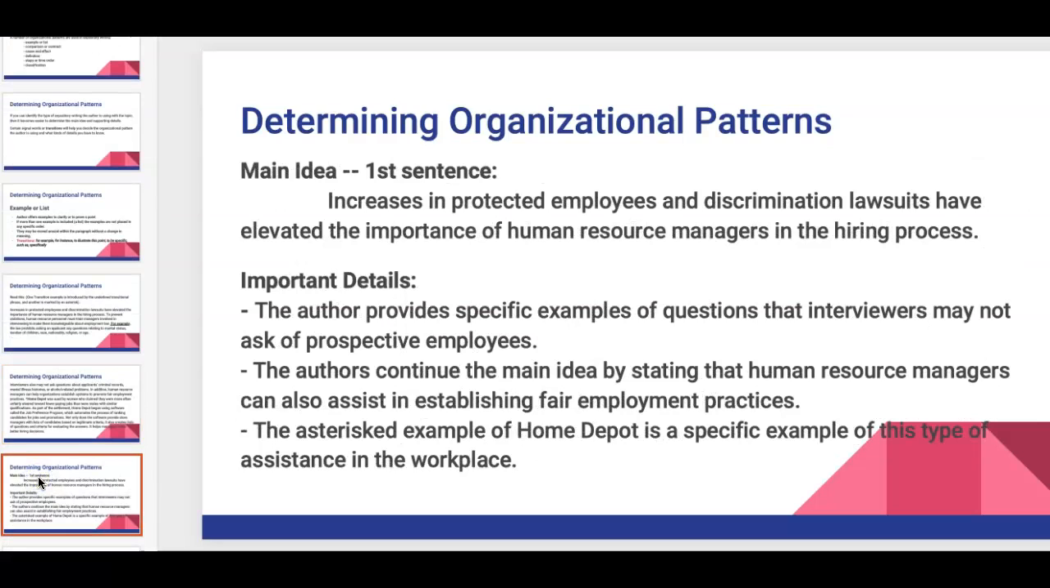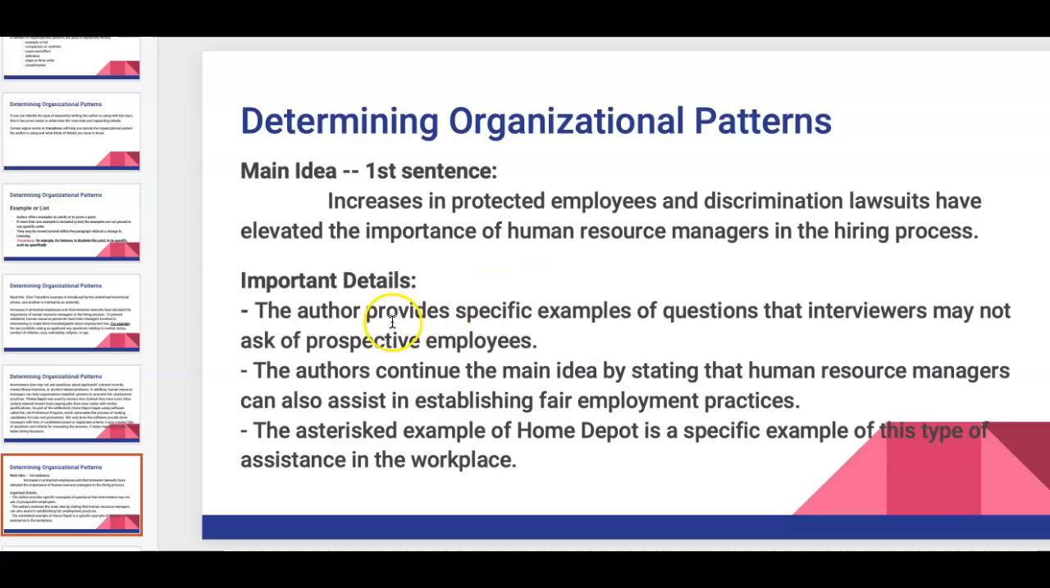Secondly, now we're going to look at how to determine the main idea and organizational pattern. So taking that paragraph, you ask yourself those two questions. What is the topic? Hiring practices. And then what is the author trying to tell me? There's a main idea sentence. Increases in protected employees and discrimination lawsuits have elevated the importance of human resource managers in the hiring process. So there's our main idea sentence.